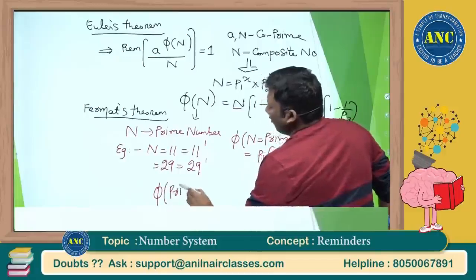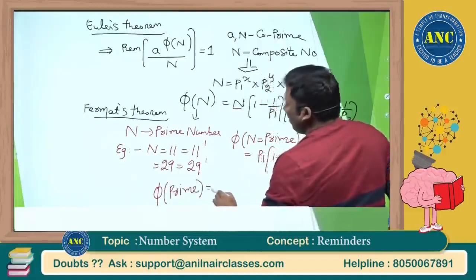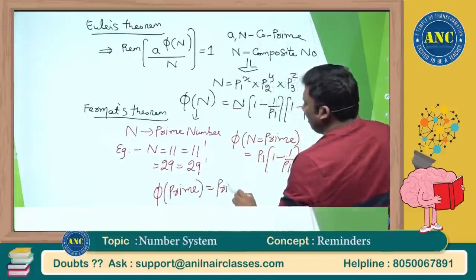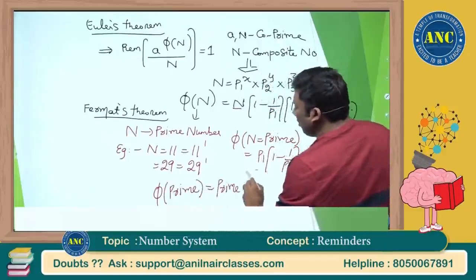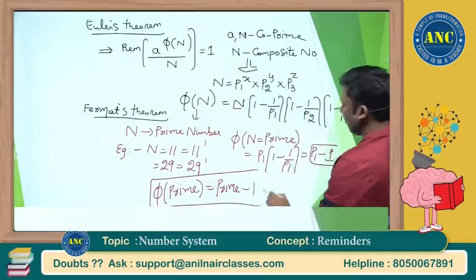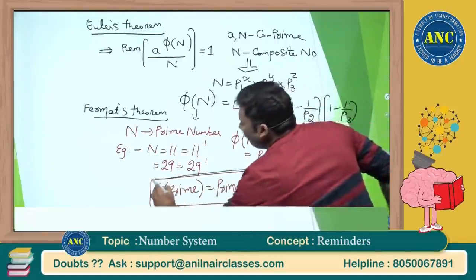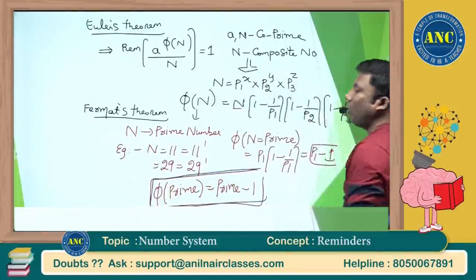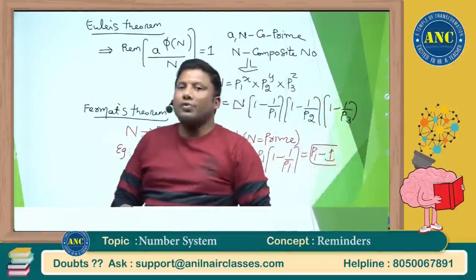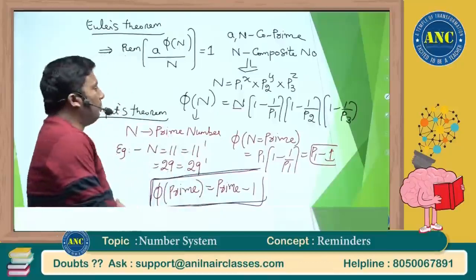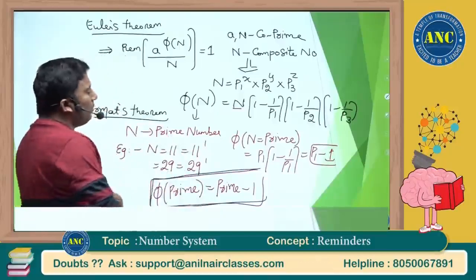Quotient of a prime number is nothing but prime number minus 1. Take the quotient function of a prime number. Quotient function of a prime number is always given by prime number minus 1. How did you get prime number minus 1?